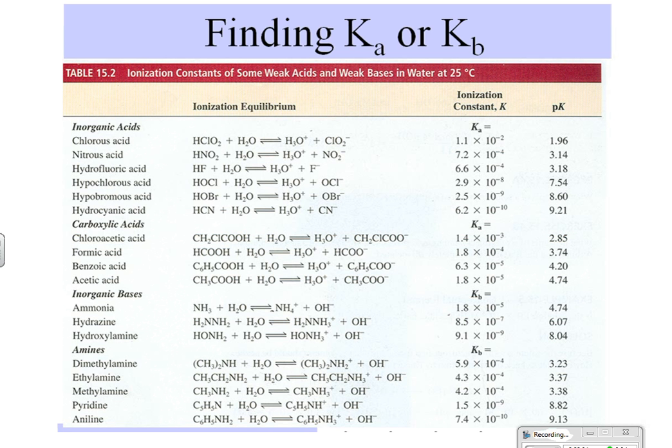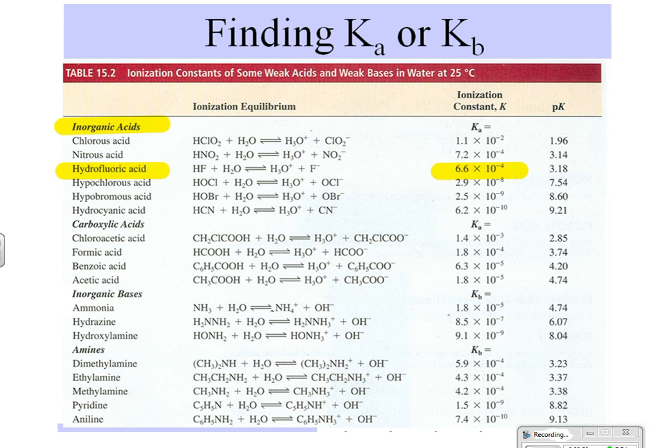So if you look here, here's an example of a Ka or a Kb. These are acids. Hydrofluoric acid, for example, has a Ka value of 6.6 times 10 to the negative 4th. There's a table in the back of your book, or in the chapter that we're doing, you can always look it up if it's not provided, or it's a homework problem from the back of the book. If it's on the AP exam, they're going to give you the Ka value.